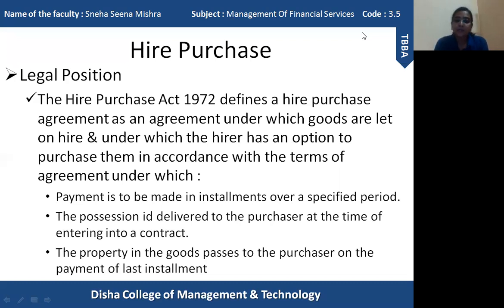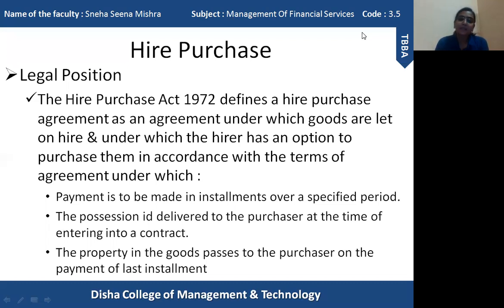Okay. Now there are the following conditions which are needed to be fulfilled when such kind of agreement is created. So the first one says that payment is to be made in installment over a specified period. Now in hire purchase agreement, entire amount of the product cannot be paid at once. In hire purchase agreement, installments will be paid over a specified time period, 1 year, 2 year, 5 year, 10 year, whatever it may be, but payment will be made only on the basis of installments.